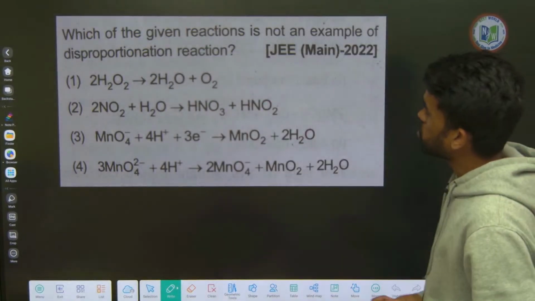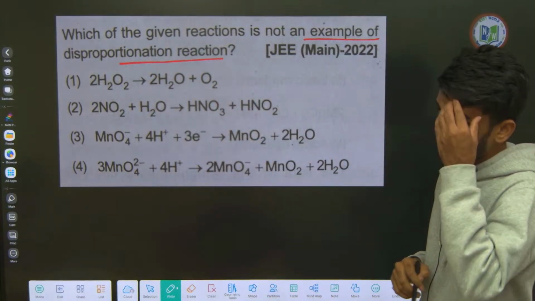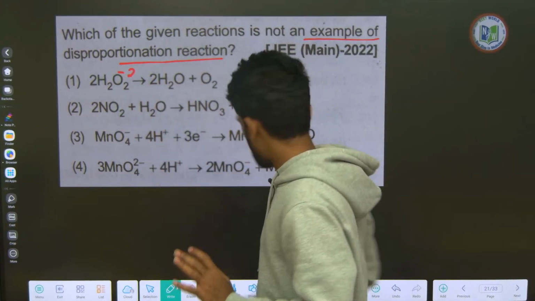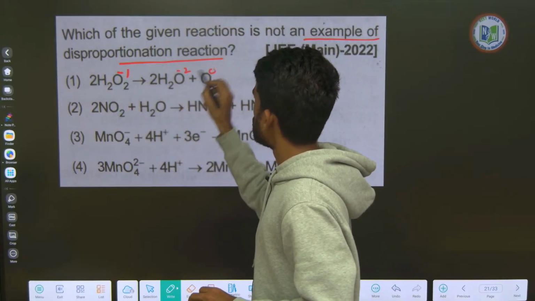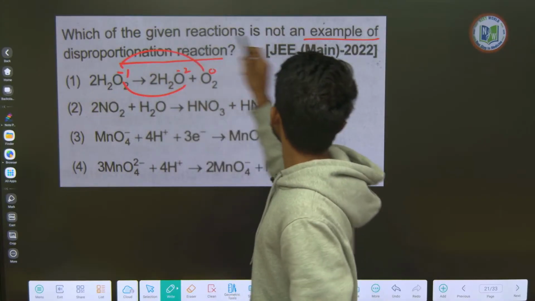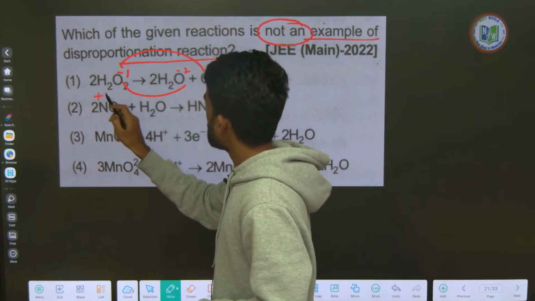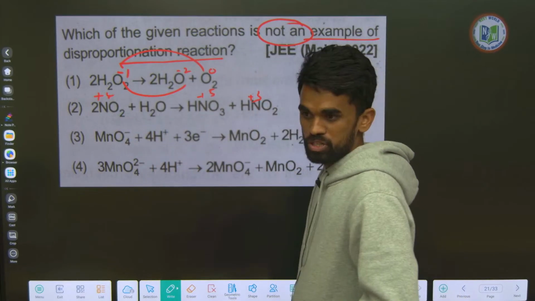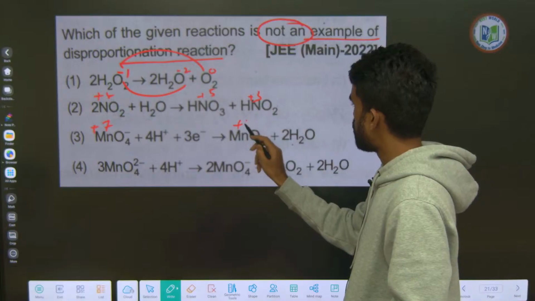Next question. Which of the following reactions is not an example of disproportionation reaction? Here we have -1 oxidation state for the peroxide ion, converting into -2 and 0. So this species is undergoing reduction and oxidation, so this is a disproportionation reaction. They are asking for not. Now here +4 converting into +5 and +3, so this is also disproportionation. Next, what about this? Here +7 converting into +4.